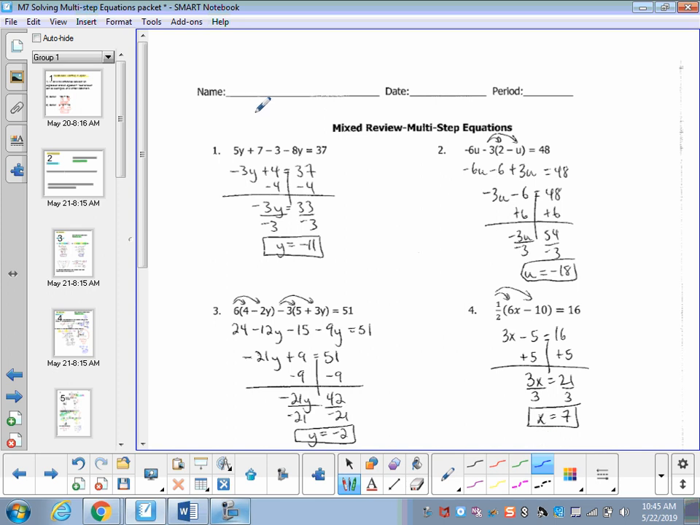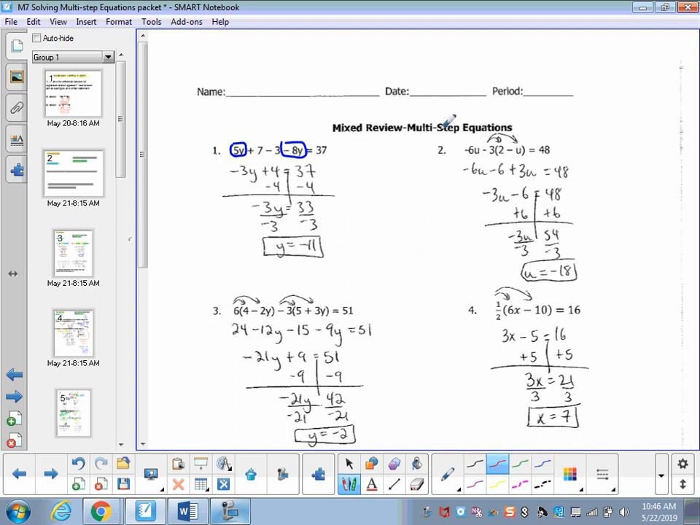For number 1, we have 1, 2, 3, 4 terms, and so we want to combine like terms. And we've got 5 y's that we're going to group with the negative 8 y's. So 5 minus 8 is the negative 3 y's. Now right here, 7 minus 3 is 4, and that's where I get my positive 4. So now I'm ready to drop the line and solve. When we drop our line and solve, we go on to get a negative 11 for this one.